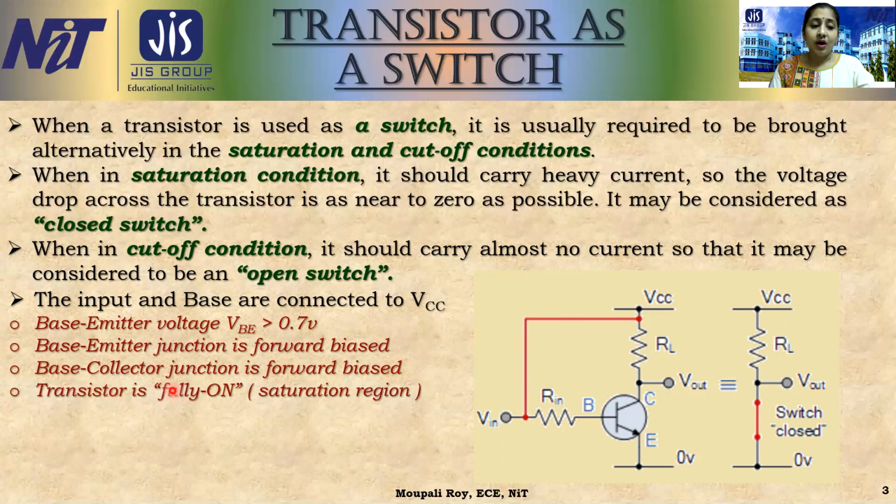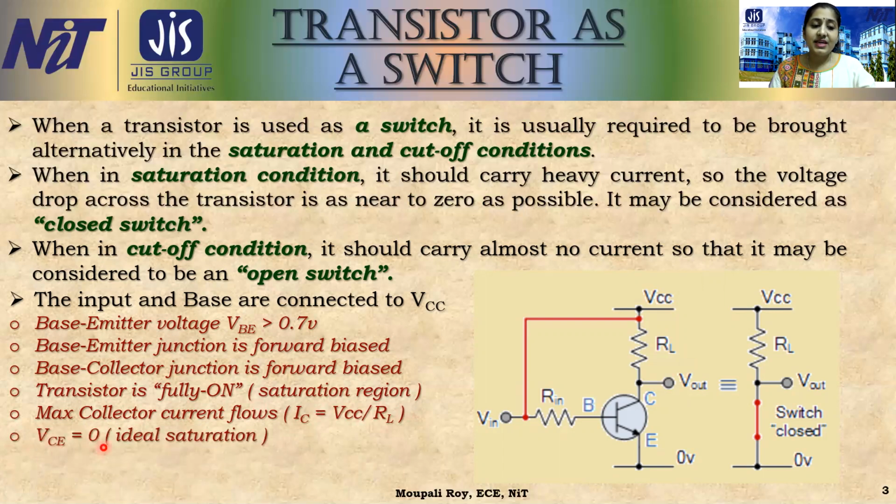The transistor is always fully on, which means the saturation region. If we are giving this condition, then it is obviously the saturation condition, and that means the transistor is fully on. Maximum collector current is IC, that is IC equals VCC by RL. This VCC by RL is our IC.